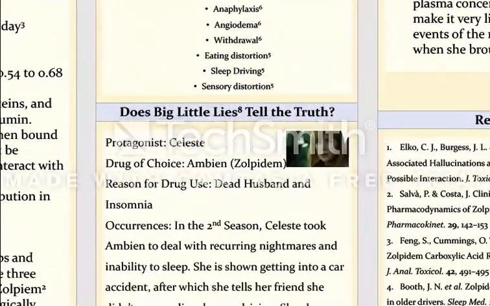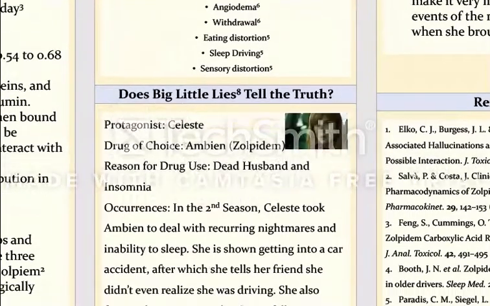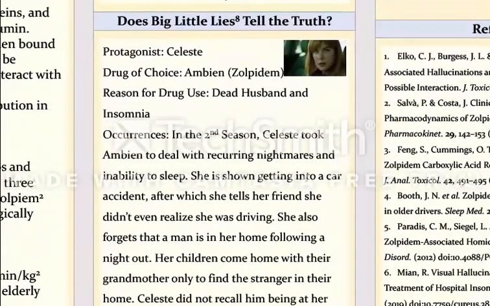Today, we're going to be looking at season 2 of Big Little Lies. In season 2, Celeste, one of the main characters, loses her husband, and they had a very abusive relationship. So, after his passing, she starts to have a lot of nightmares about him, and she has trouble sleeping. So, she begins taking Ambien. After she started taking Ambien, she realizes that she's forgetting a lot of instances, and she's doing things that are out of the ordinary for her.